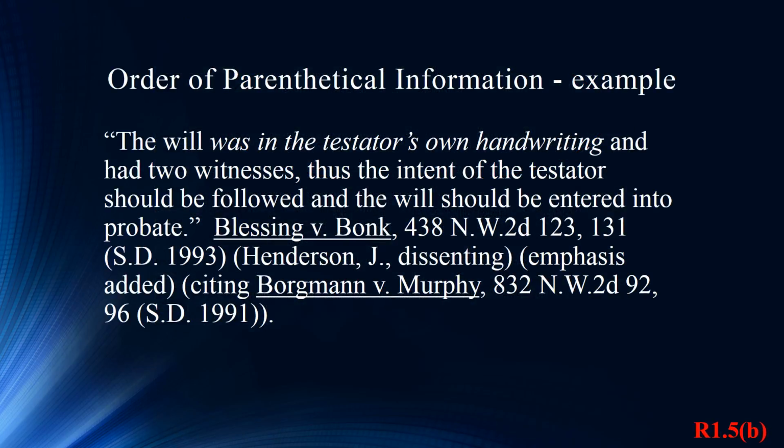Look at this example. Here, I'm citing a dissenting opinion from Justice Henderson in Blessing versus Bonk, and I added emphasis to the words "was in the testator's own handwriting." The Blessing case also cited the Borgman case for authority. Thus, the proper order, according to Rule 1.5 sub b, would be dissenting, emphasis, and then citing. This concludes Blue Book video number 13.